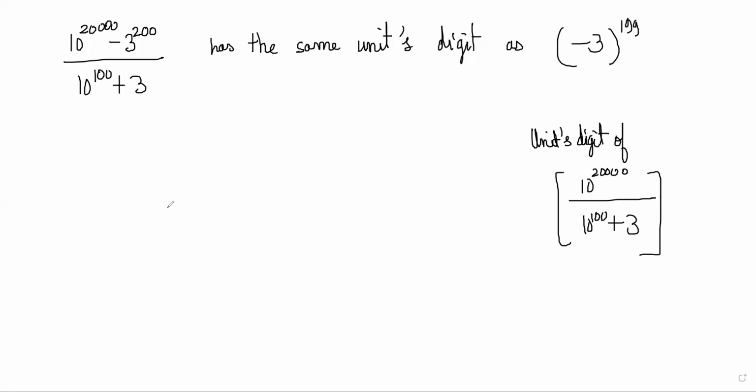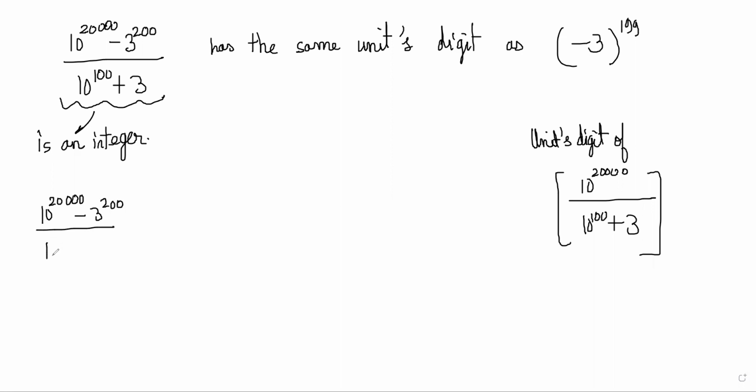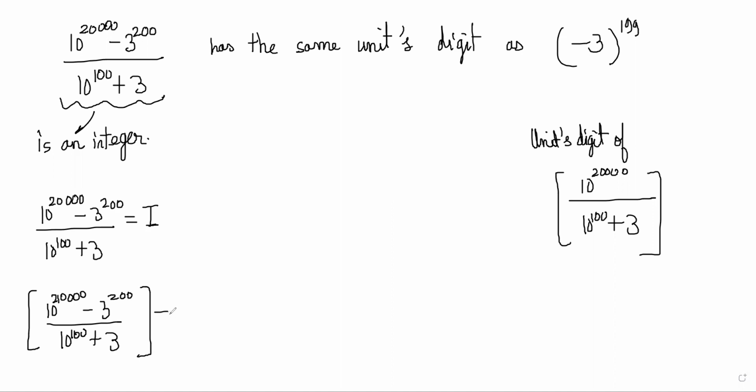Correct. So what we know is that this is an integer, because all the terms that were coming were integers, right? So let's call this integer I. So (10^20,000 minus 3^200) divided by (10^100 plus 3), let's call this integer I. Now what I want to say is if I take GIF, both sides will remain the same. So the GIF of this is equal to the GIF of I, which is I only, right?